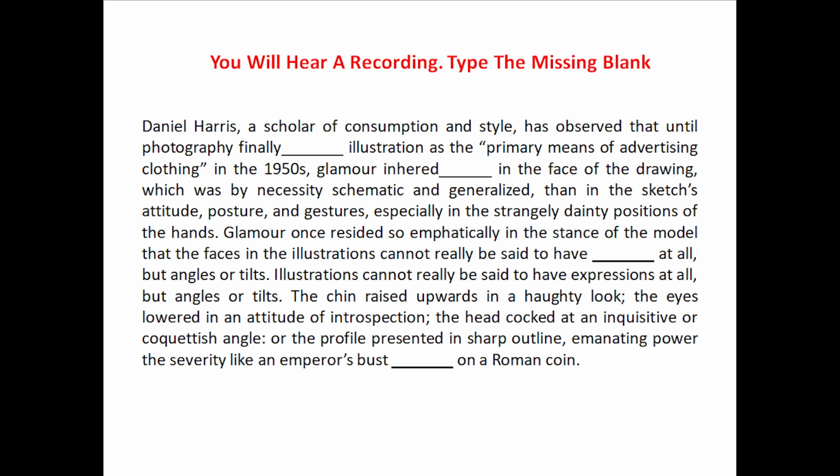The chin raised upwards in a haughty look, the eyes lowered in an attitude of introspection, the head cocked at an inquisitive or coquettish angle, or the profile presented in sharp outline, emanating power, the severity like an emperor's bust embossed on a Roman coin.